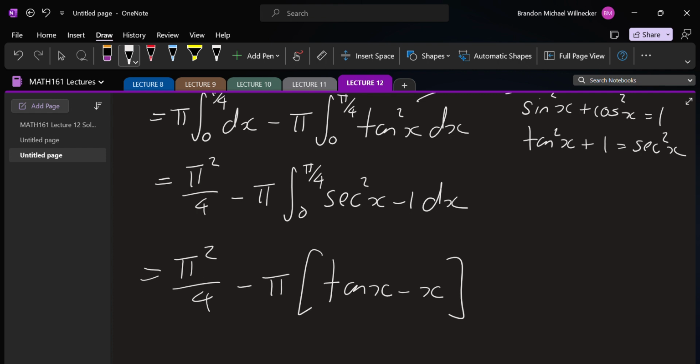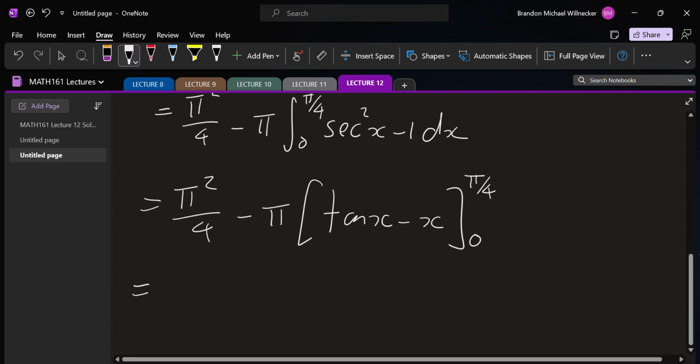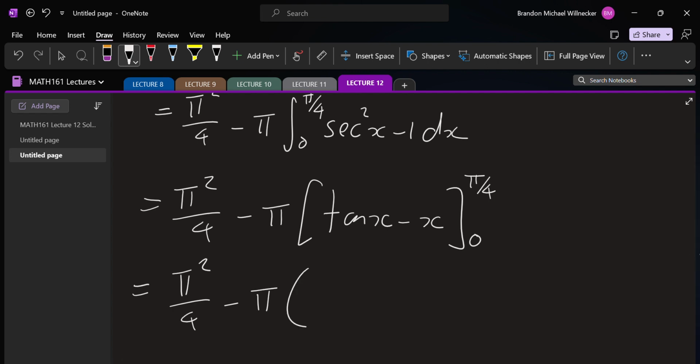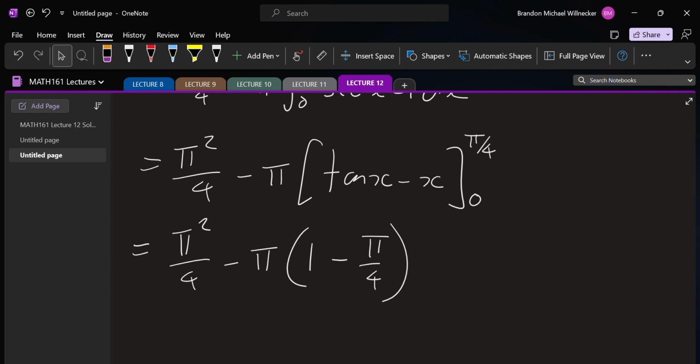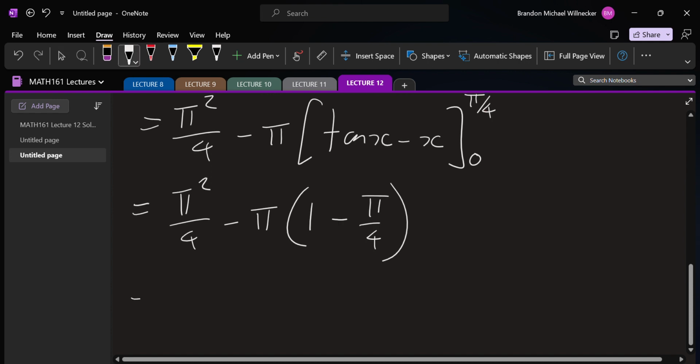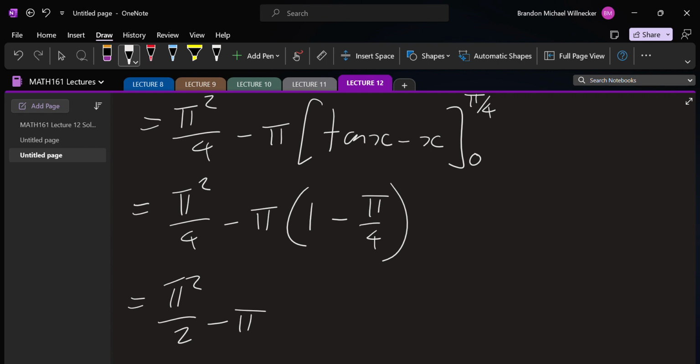If you remember that from what we did before, you can skip the middle step and just write the answer. But if you want to do the extra working, that's fine as well. Okay. So this is going to be pi squared over 4 minus pi tan of pi over 4. That's just going to be 1 minus pi over 4. Then the pi goes inside, so we have pi squared over 4 plus pi squared over 4, so that's pi squared over 2. And minus pi over.